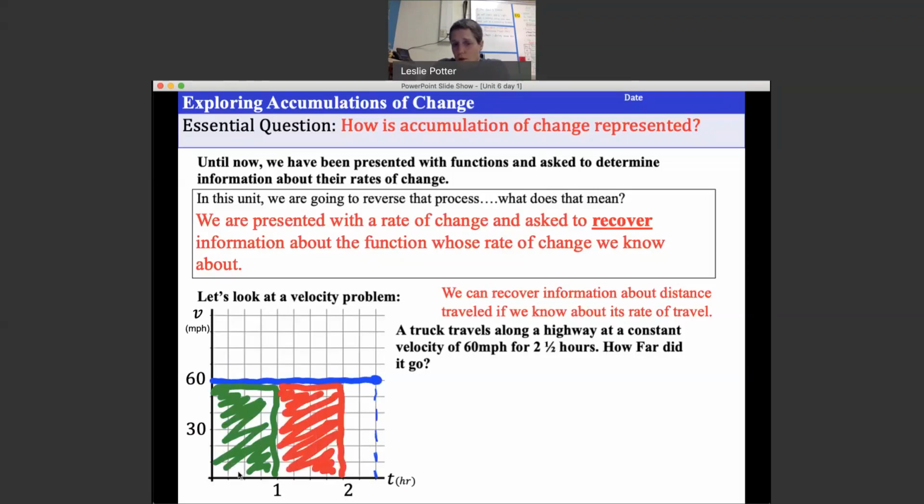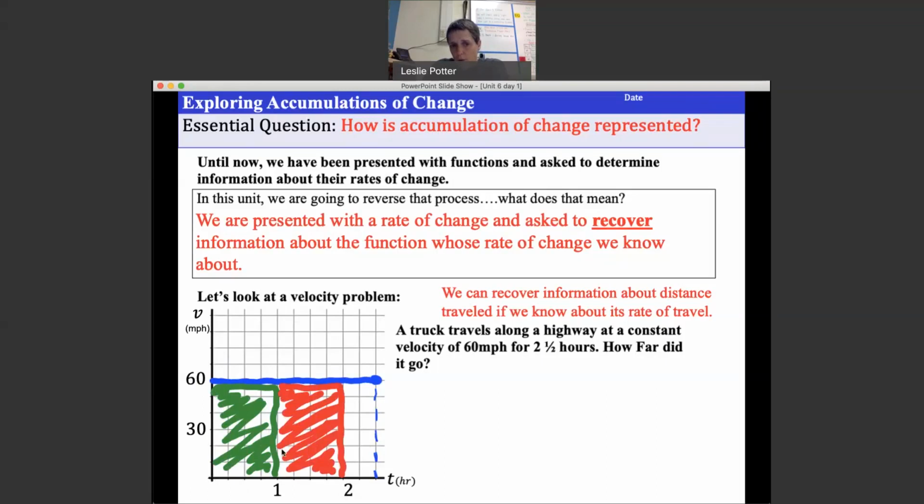Well, let's go out 2 hours. In the next hour, we travel another 60 miles. So in total, if we add up these two areas, we've traveled 120 miles. If we look at this geometrically, we see that we have a rectangle.